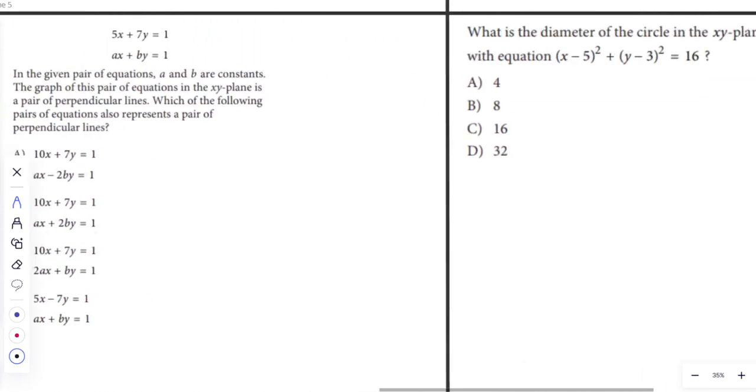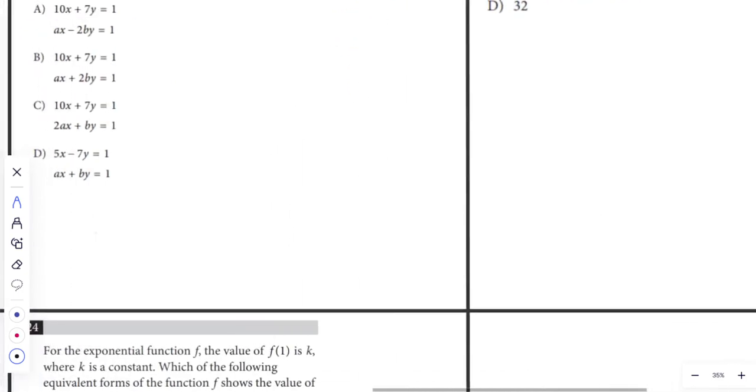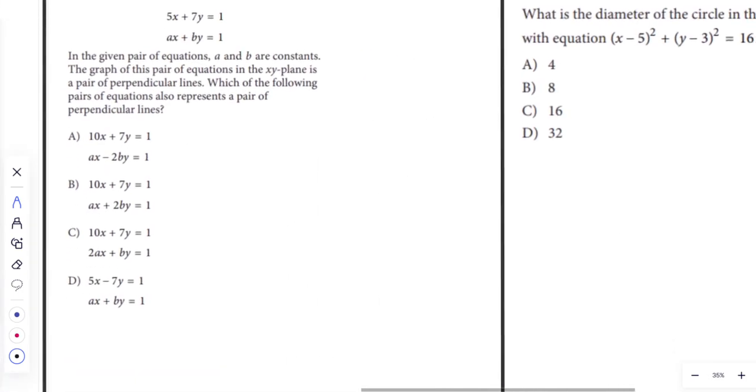Looks like we've got, okay, a few more questions here. This one is saying in the given pair of equations, a and b are constants. The graph of this pair of equations is a pair of perpendicular lines. Which of the following pairs of equations also represents a pair of perpendicular lines?